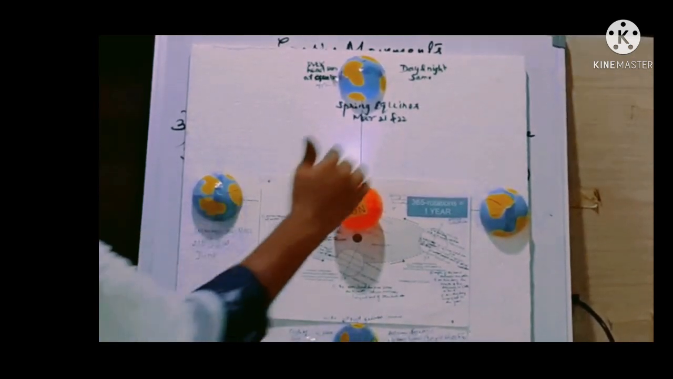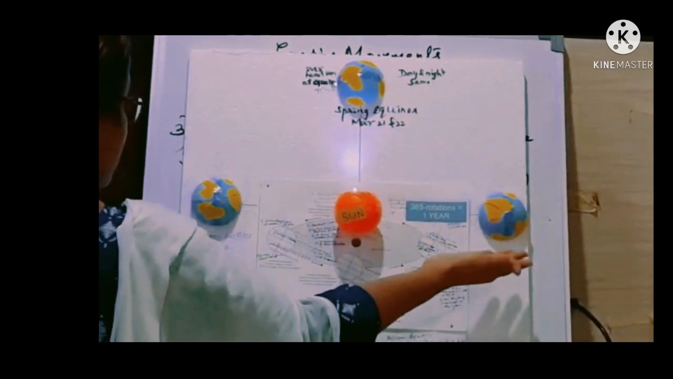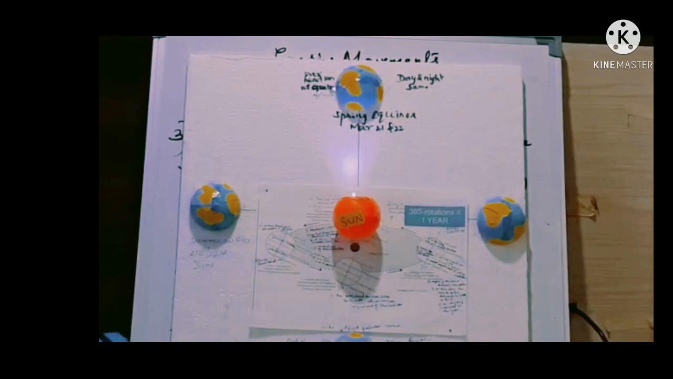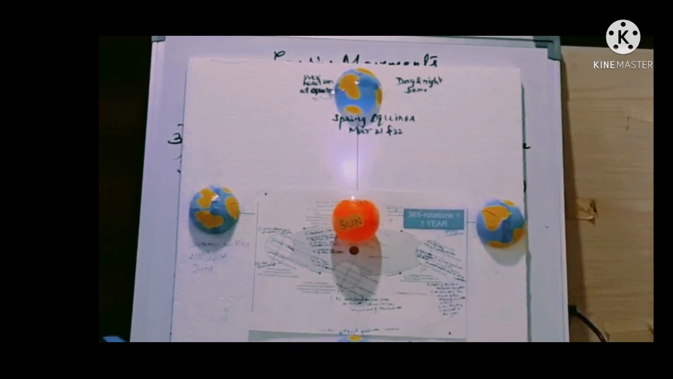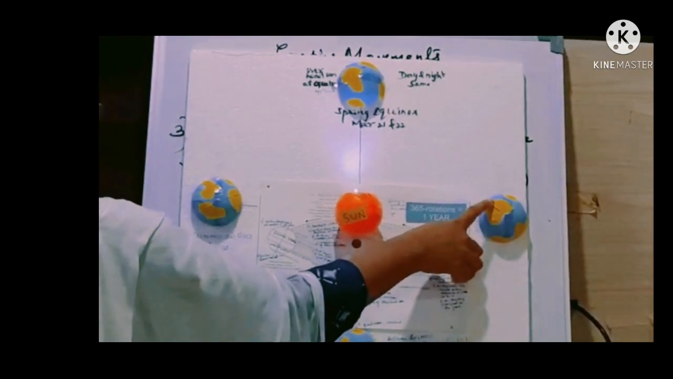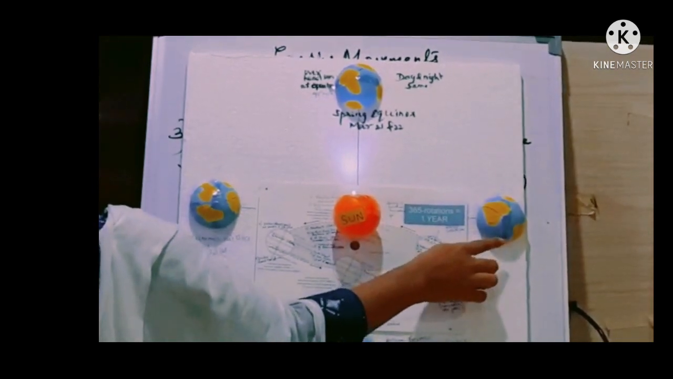Six months later, if we come here, that is December 22nd and 23rd of the year, the position changes. The northern hemisphere has winter and the southern hemisphere has summer.